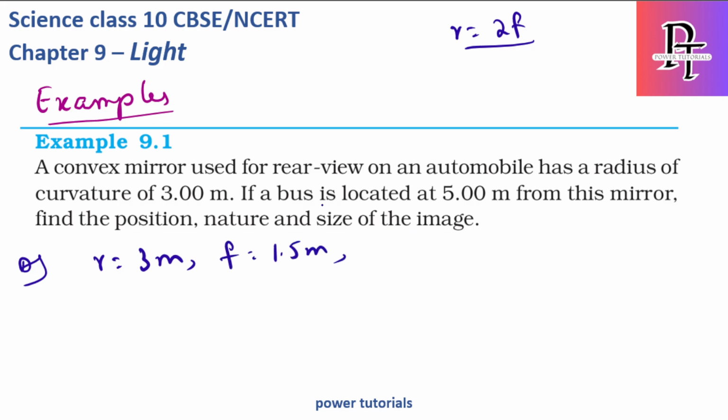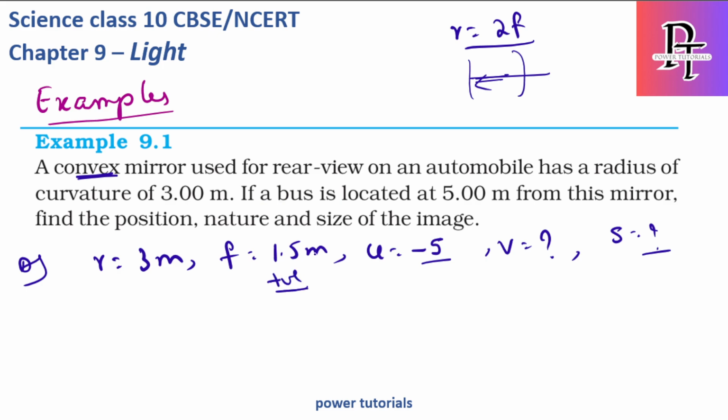Next, a bus is located at 5 meters from the mirror. So U is 5, and U is always negative. Why? Because the object is always placed to the left of the mirror. If it is left, then definitely minus value, which is minus 5 from the mirror. Find the position. We need to get the V value, the nature, and the size also. So it is a convex mirror. For a convex mirror, the focus is positive, so it is plus 1.5.